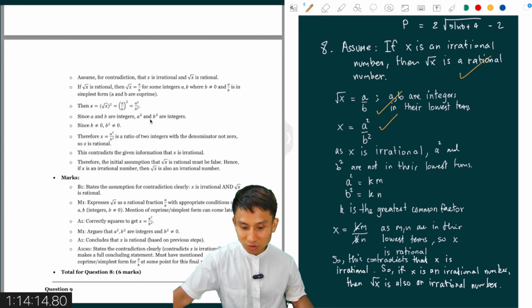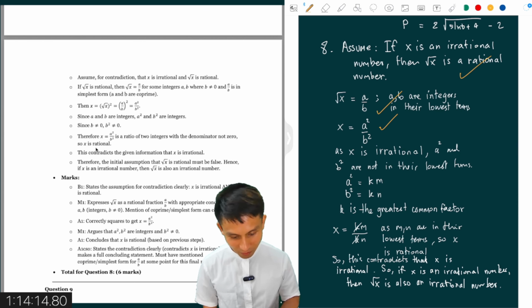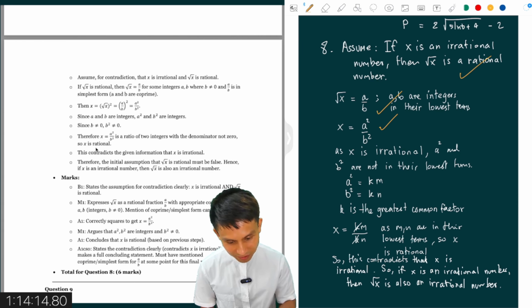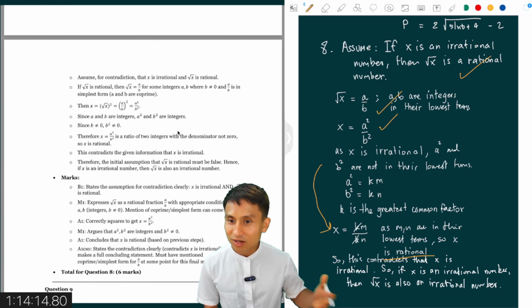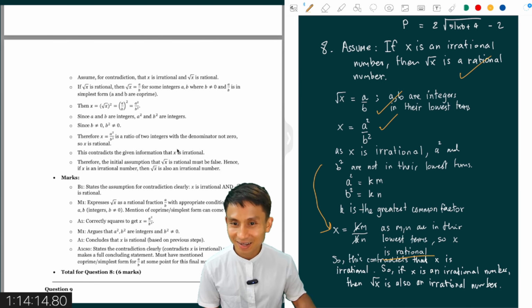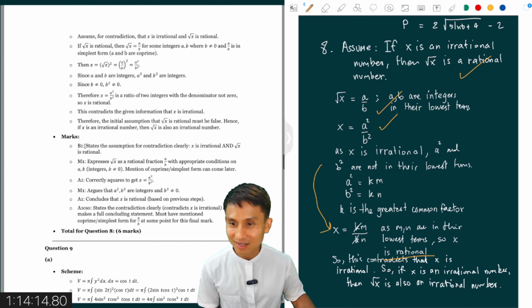A, b are integers, so a squared, b squared are integers. Since b not equals 0, therefore x equals a squared over b squared is a ratio of 2 integers with the denominator not 0, so x is rational. Wait, so I'm jumping to the part where I also found that x is rational here, but with a different reason. So let's see here. States the assumption for contradiction. Okay, I got 1 mark there. Express x. Yeah, I got that mark.